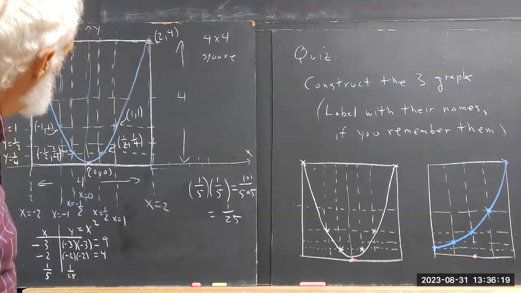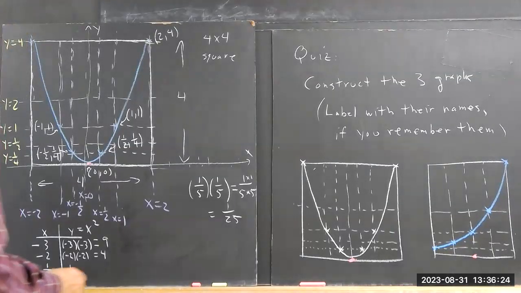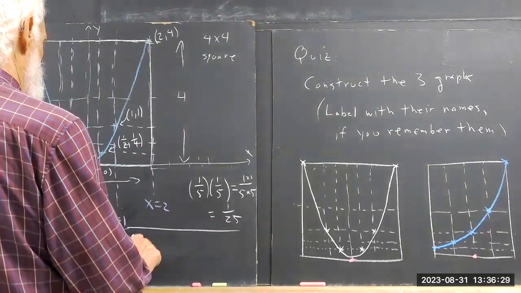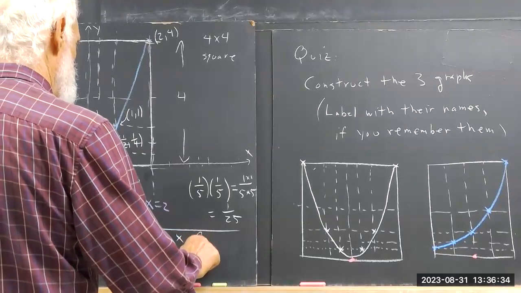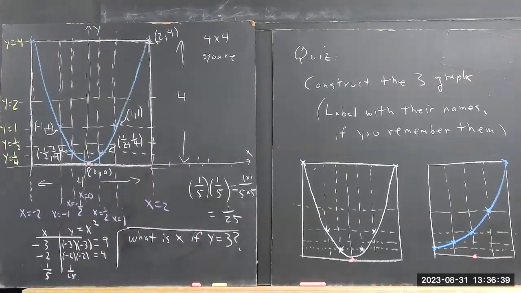Can you use your graph to figure out the value of x if y equals 3? What I mean is the graph point where y equals 3, what's the x coordinate? Okay, as I just said, people did pretty well with this. We'll lock it in.